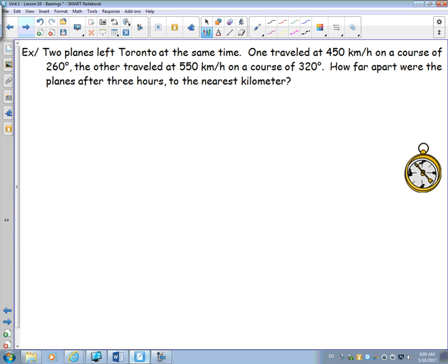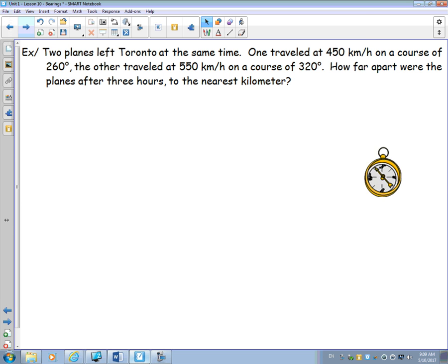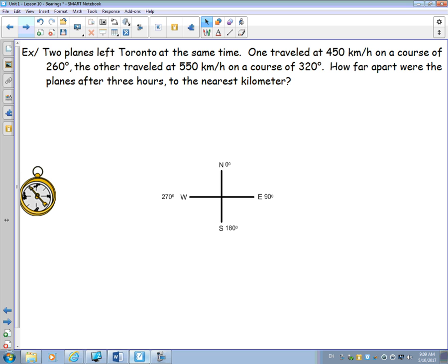Two planes left Toronto, same time. One traveled at 450 kilometers on a course of 260. Oh, I've got bearings. I need a compass. So 450 kilometers on a course of 260. 260 is not quite 270. It's just below that. So it's going to be about there.